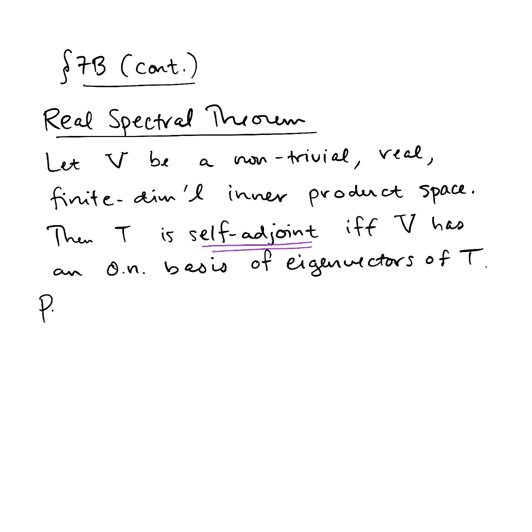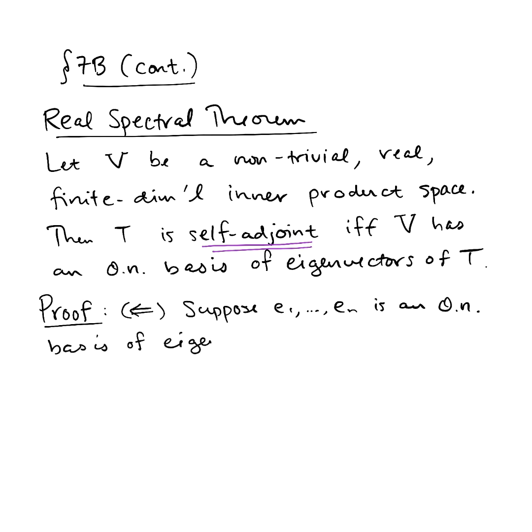Proof. All right, now let's keep our wits. It's a big if and only if. And the reverse direction is easier because in the reverse direction, you're making this giant assumption. So in the reverse direction, you suppose E1 through En is an orthonormal basis of eigenvectors of T.